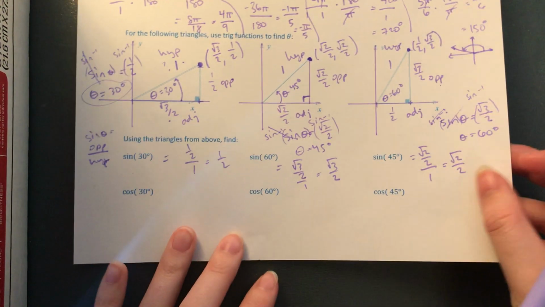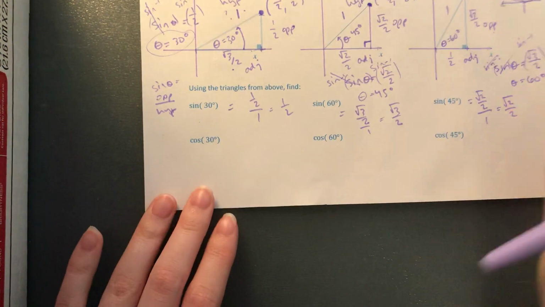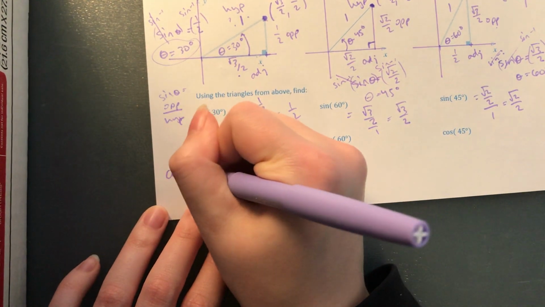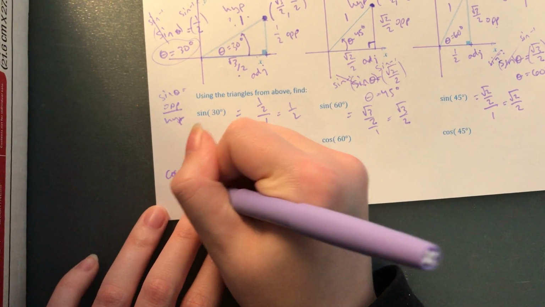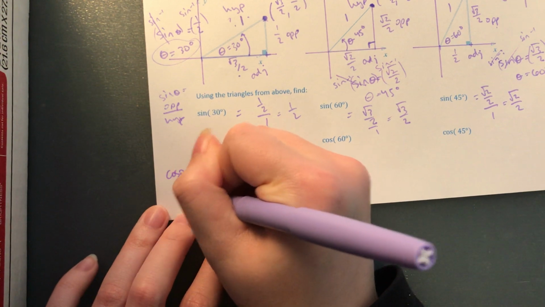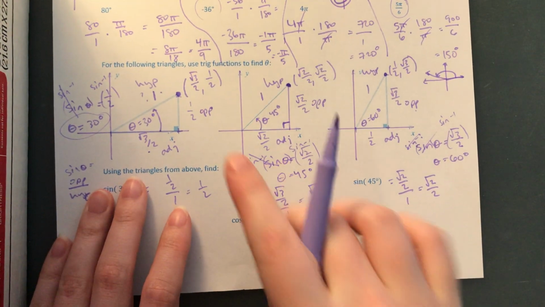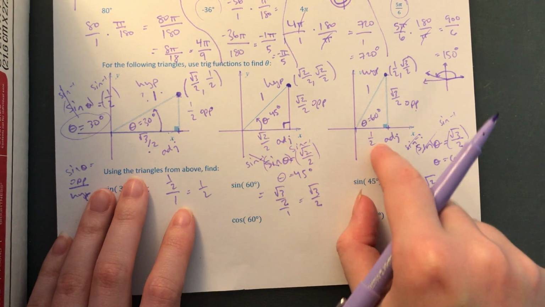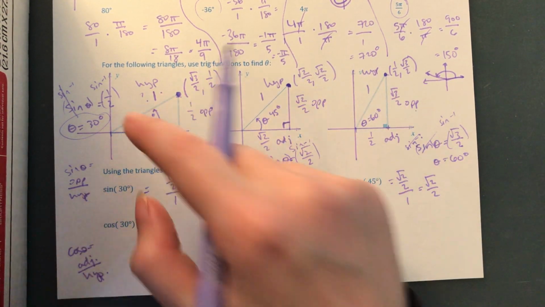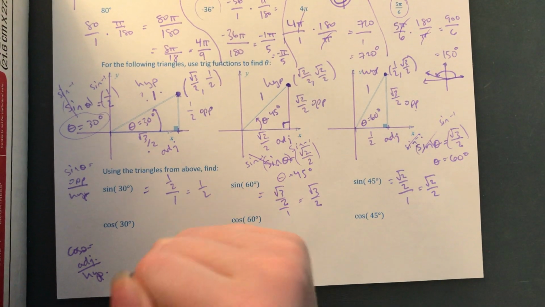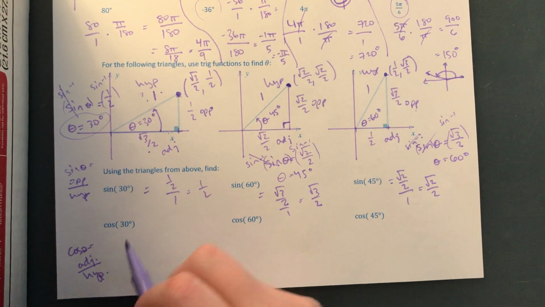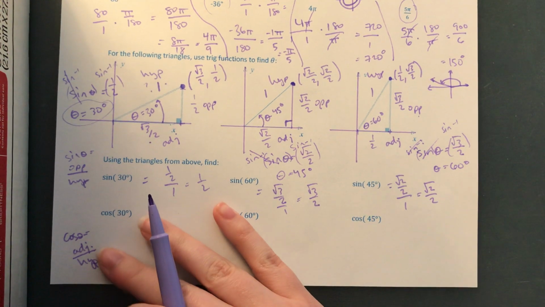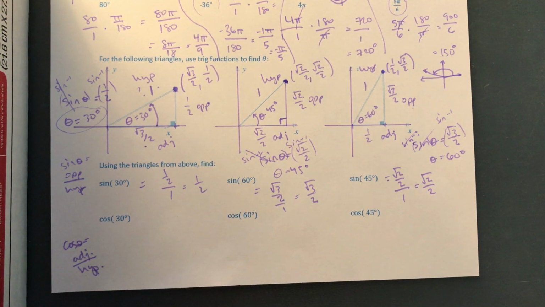Now, why don't you guys pause here for a second and try the cosine values of these buddies. So remember, cosine is adjacent over hypotenuse. I've labeled all my triangles up here with their adjacent sides as well. So adjacent, adjacent, adjacent, and the hypotenuse for all of them is 1. So it should be similar to your sine values. So try finding cosine of 30, 60, and 45. Pause here, try to find those 3 values.